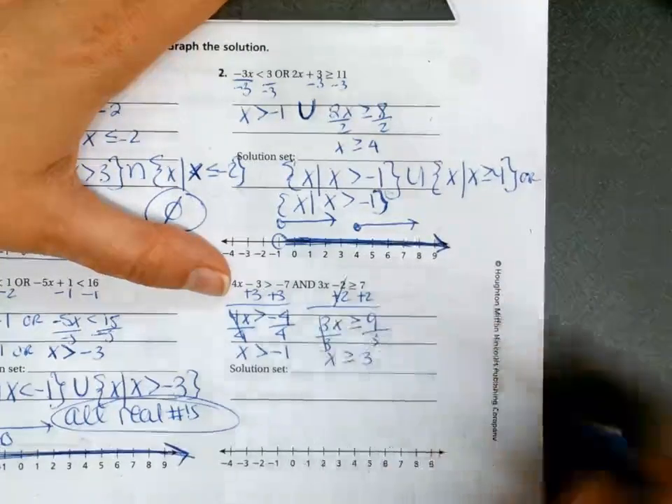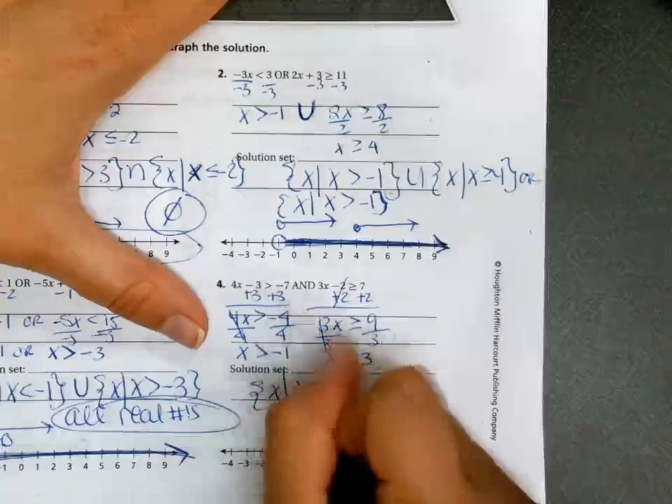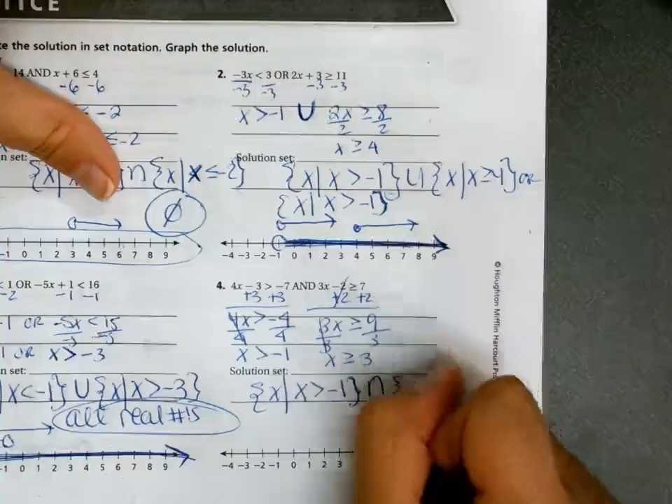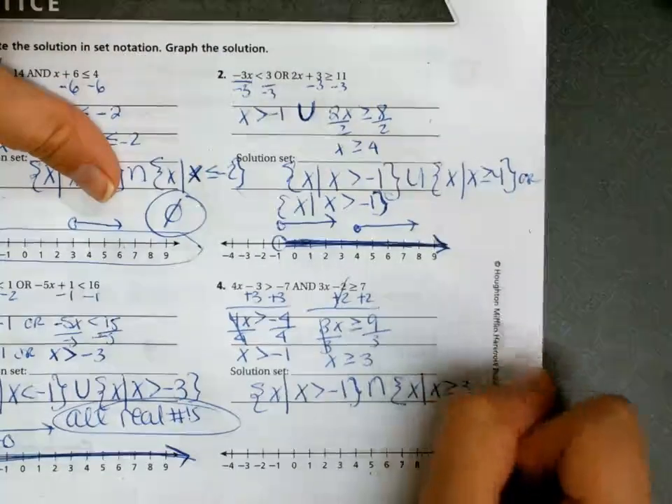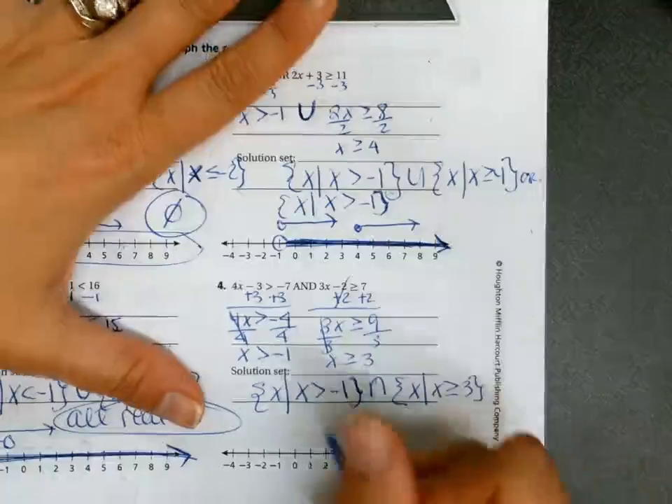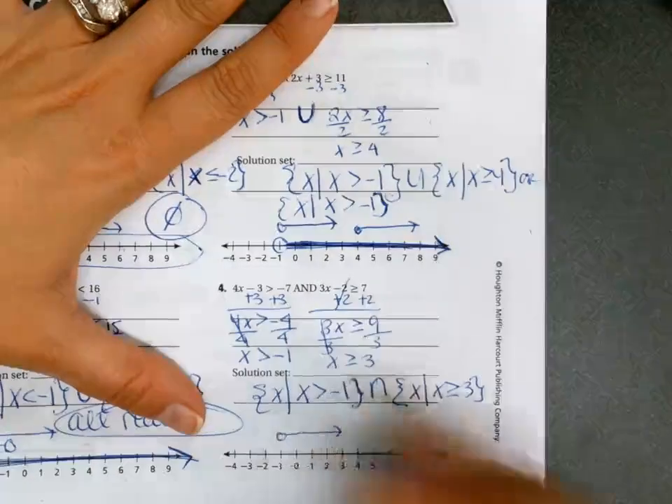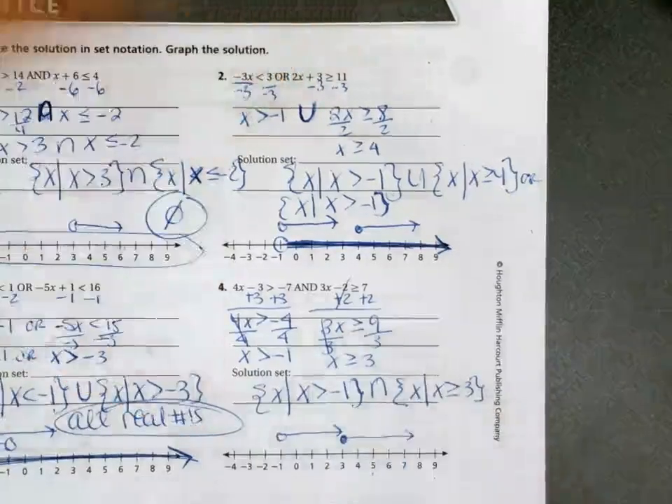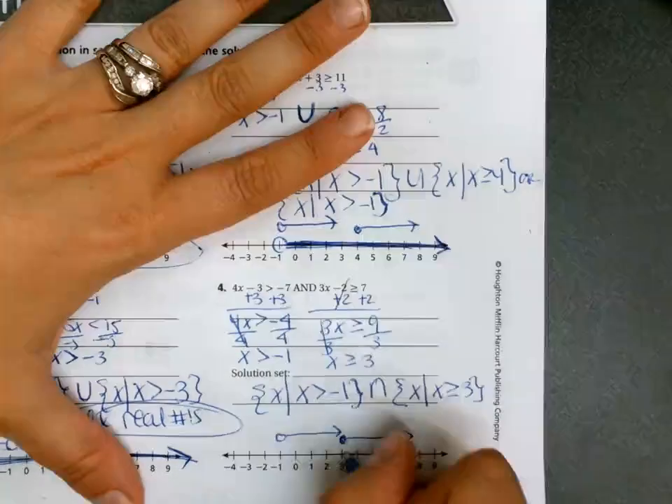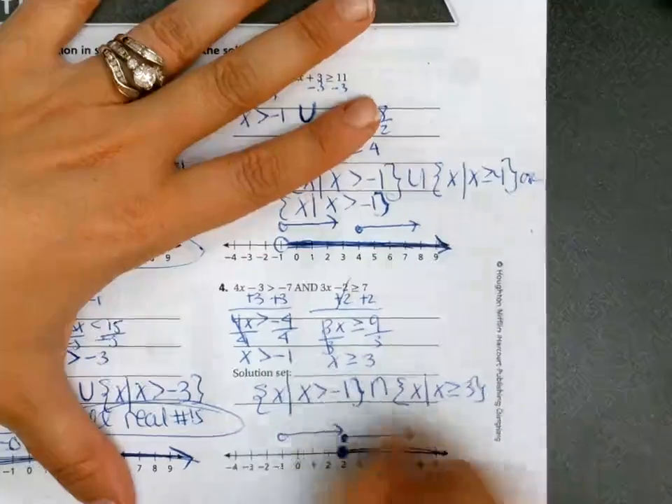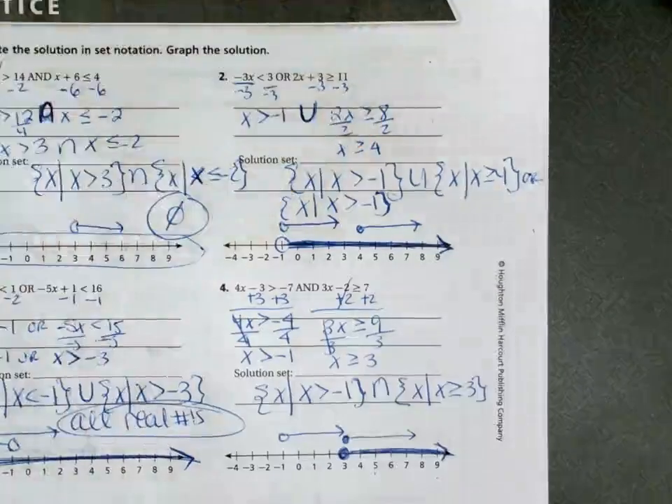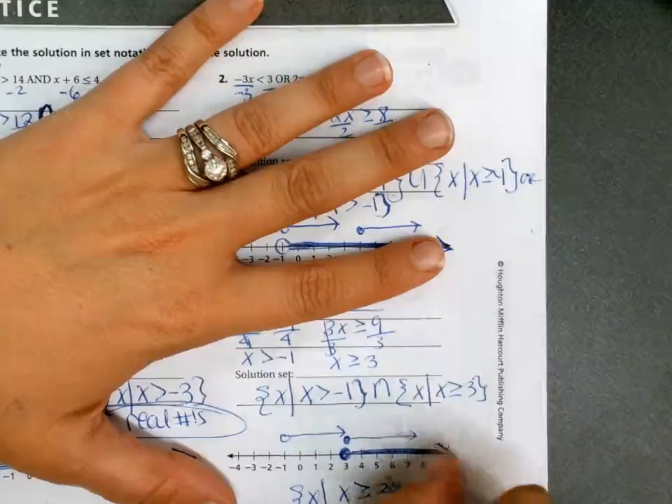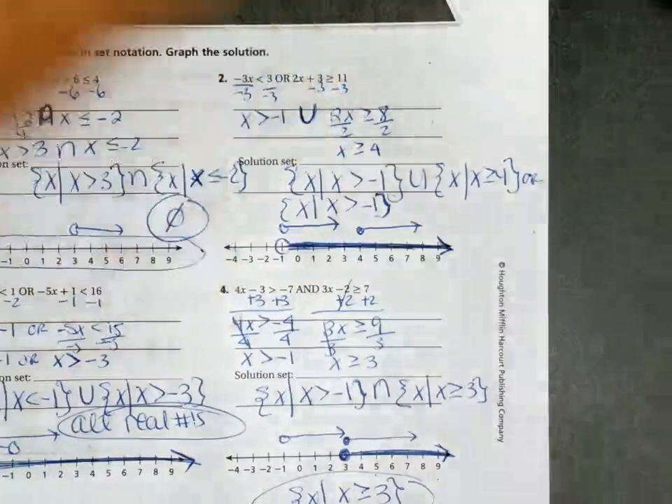X is greater than or equal to 3. So our solution set, x such that x is greater than negative 1, and x such that x is greater than or equal to 3. So we're going to have a negative 1 going this way. We're going to have a 3 included going this way. Is there any overlap? Well, yes, there is. They overlap from here all the way on. So our other solution, right, we could also just write it as x such that x is greater than or equal to 3 because that part is overlapping. Okay?